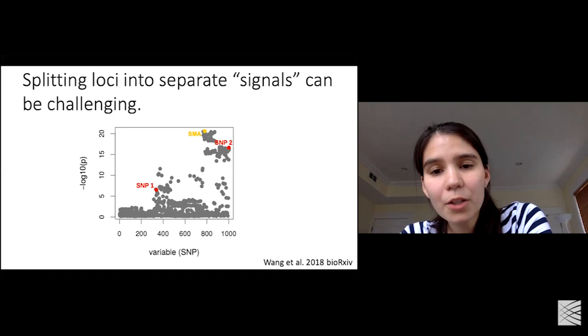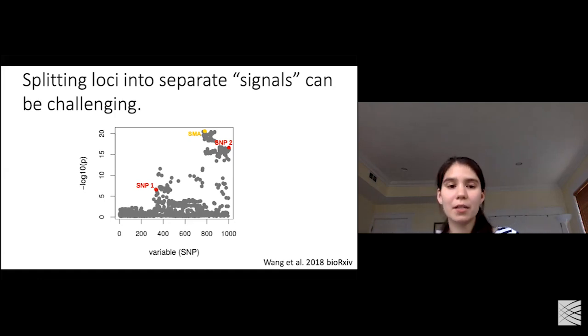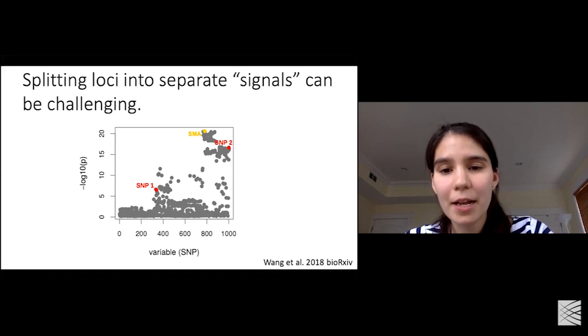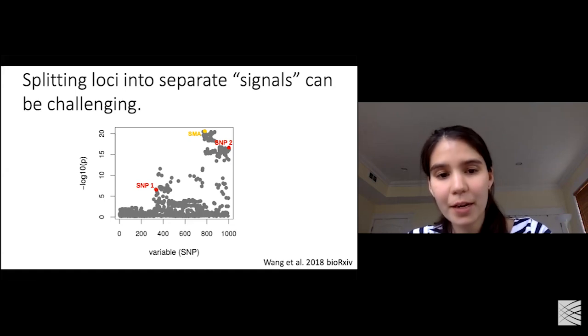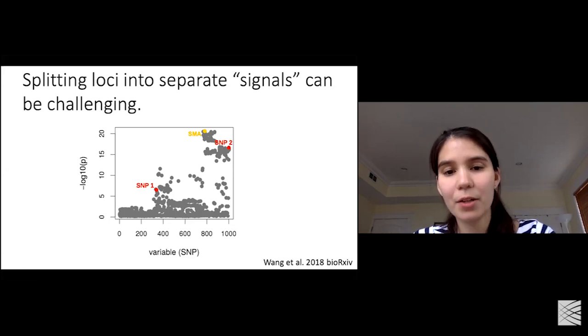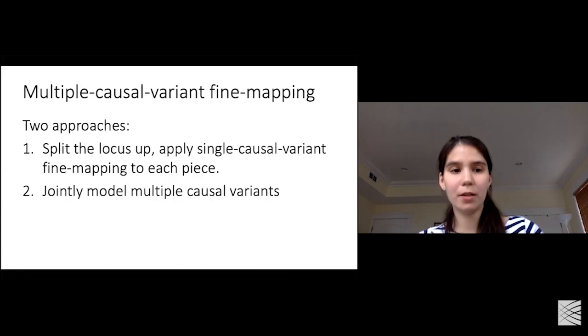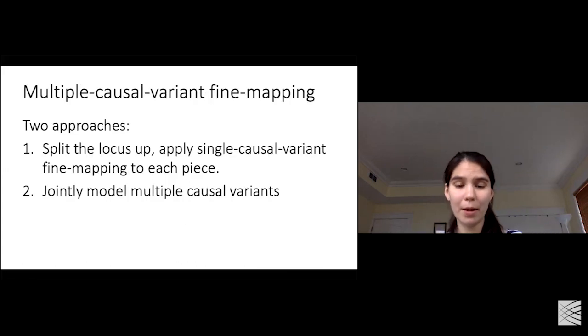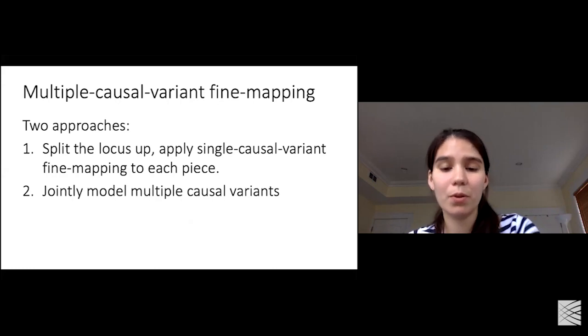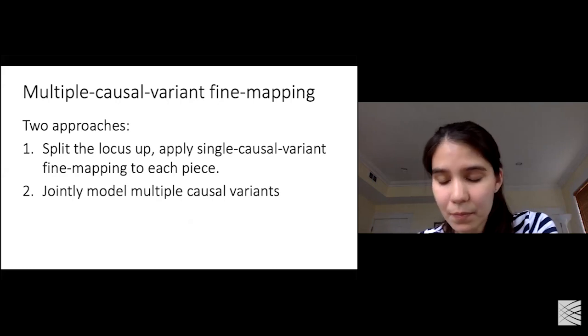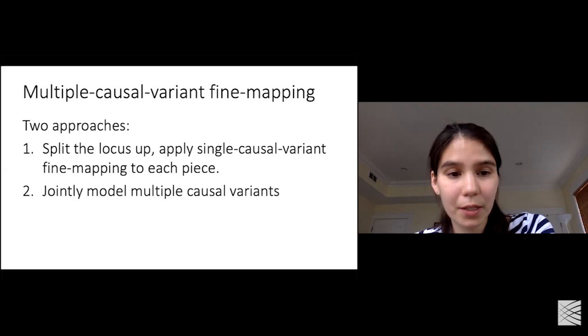And so conditional analysis is one approach, but examples like this motivate instead writing down a Bayesian model to jointly model the effects of multiple variants at the same time. That's what I'm calling approach number 2. How might we jointly model multiple causal variants in one Bayesian model for the locus?